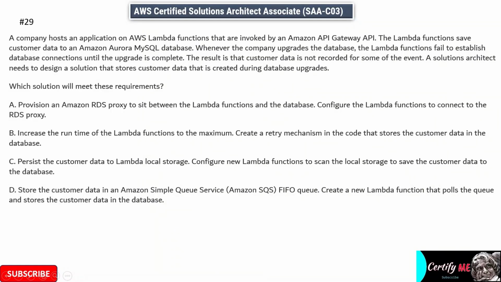Create a retry mechanism in the code that stores the customer data in the database. Option C. Persist the customer data to the Lambda local storage. Configure new Lambda functions to scan the local storage to save the customer data to the database.